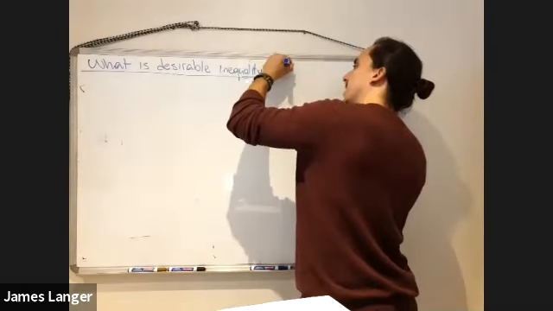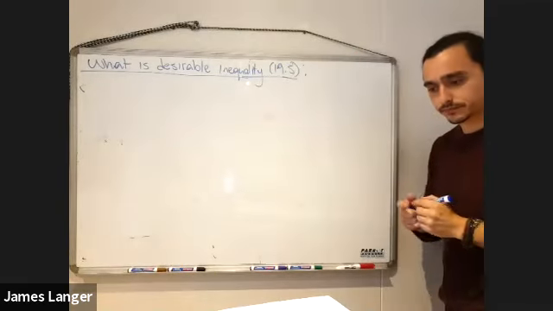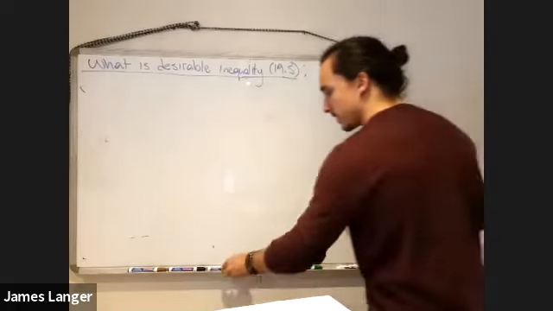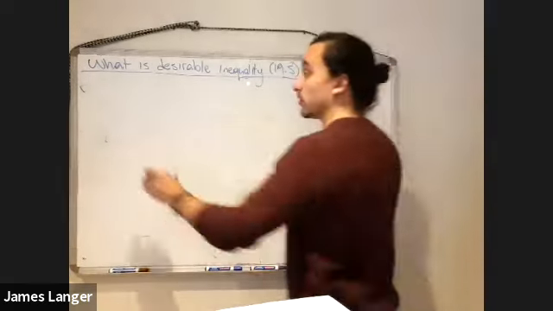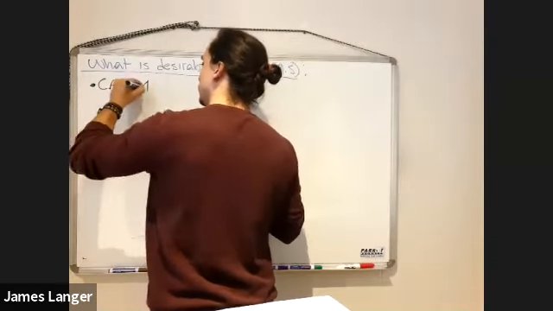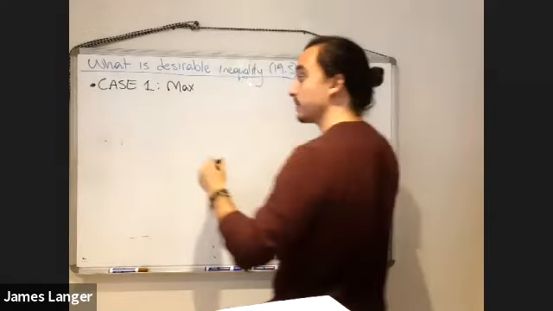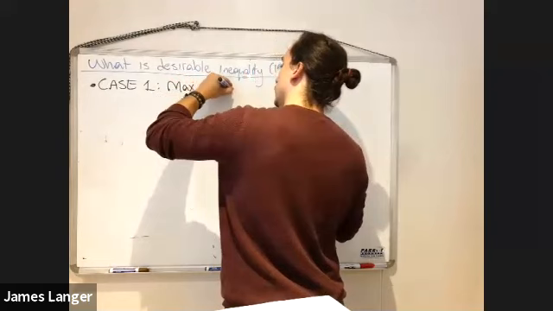And this is coming out of 19.5 if you do want to check out the book. Okay? So the first one that we're going to do, case 1, is we want to maximize the income for the poor.